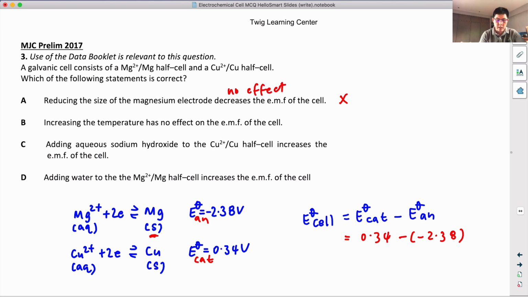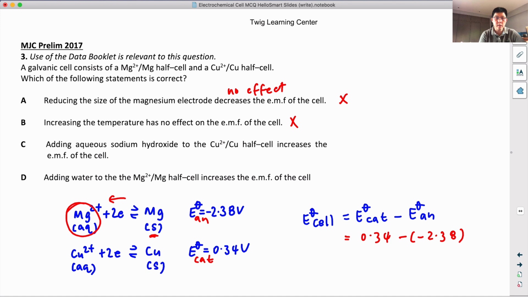Next, increasing the temperature has no effect on the EMF of the cell. If you increase the temperature, you can actually end up producing more aqueous ions. So equilibrium will shift and that will affect the EMF. So this is definitely wrong, because increasing temperature will create more ions. For example, there'll be more aqueous magnesium 2+ ions, so the E anode will be affected.